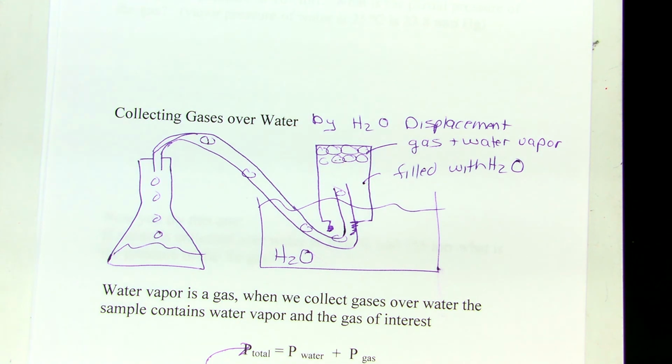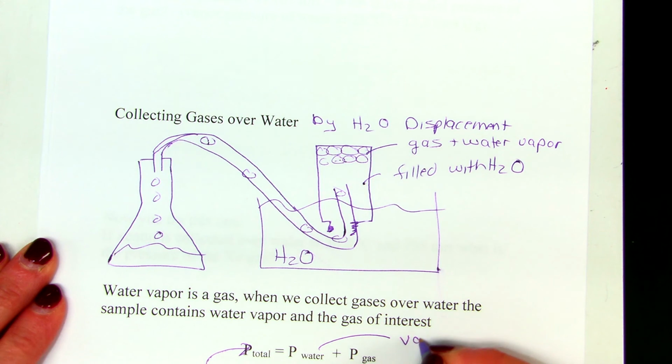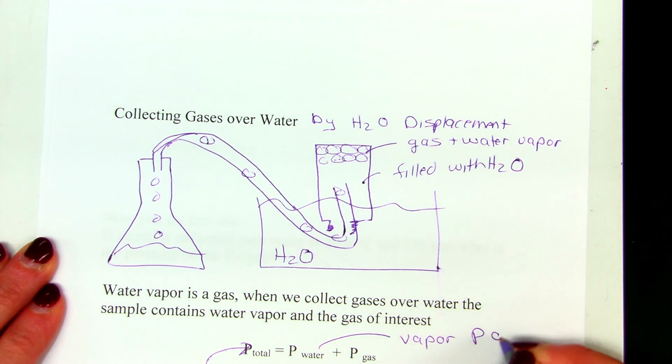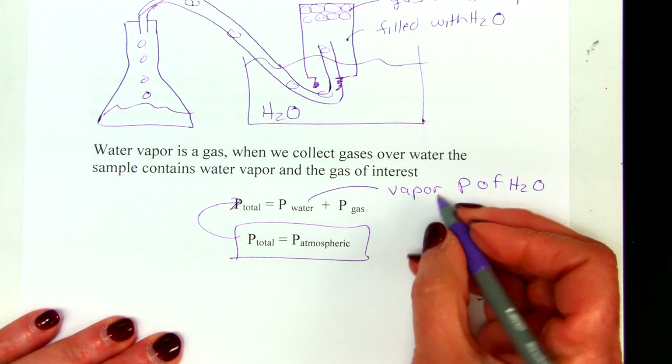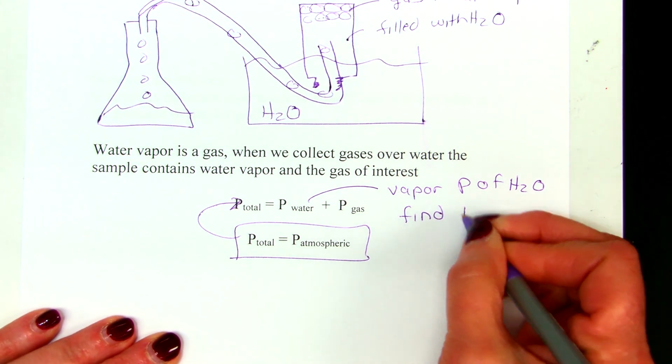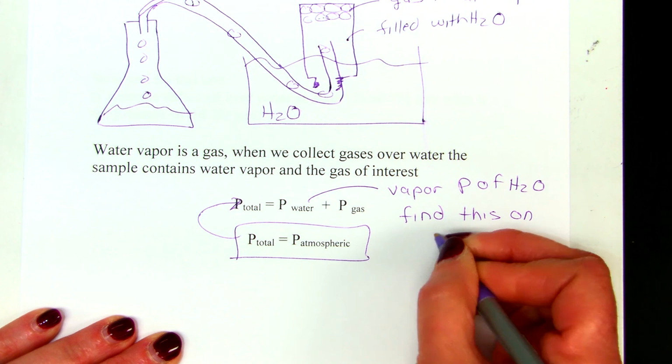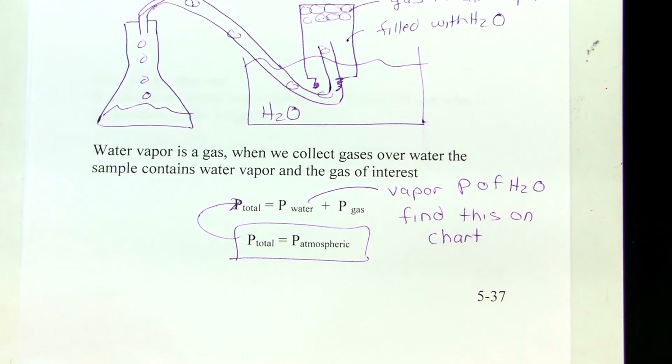Now, the pressure of the water is actually the vapor pressure of water. It's the vapor pressure of the water, and we can find this on some kind of a chart. So this makes it really easy to collect gas this way. We can look up on a chart and say, what's the vapor pressure of water at a particular temperature? And that allows us then to just get that information we need and to subtract. So we'll start here doing an example of this on Thursday.